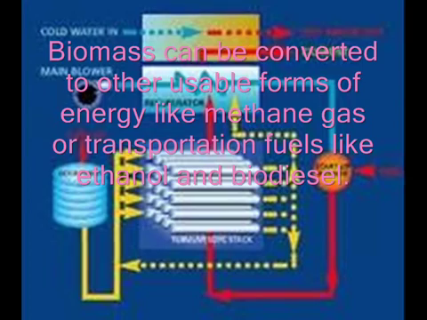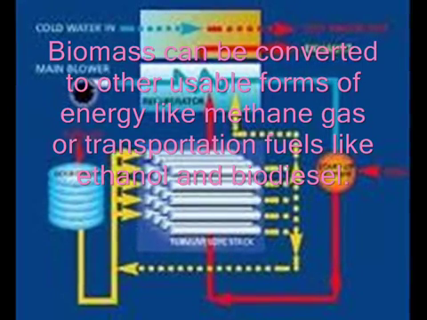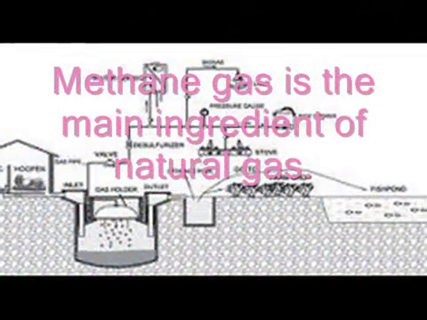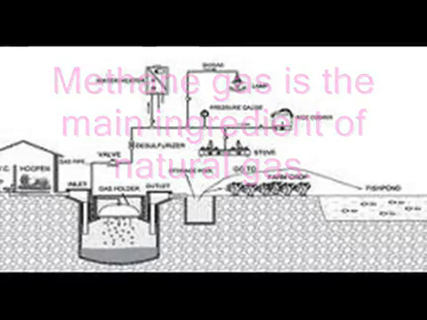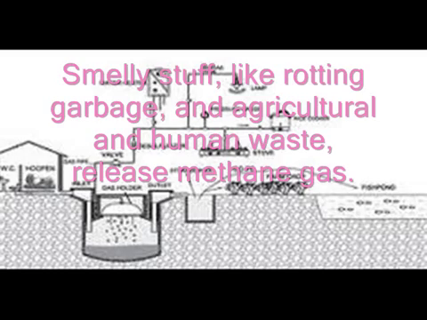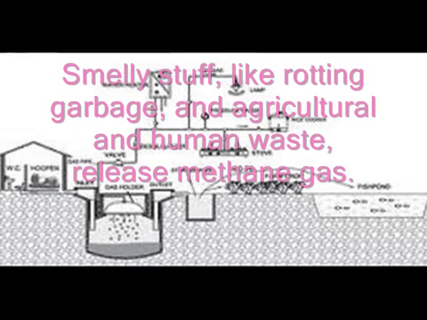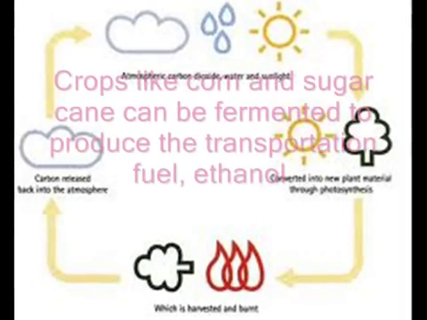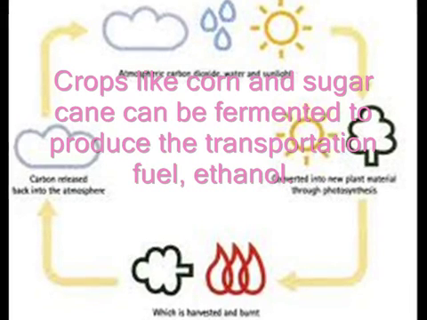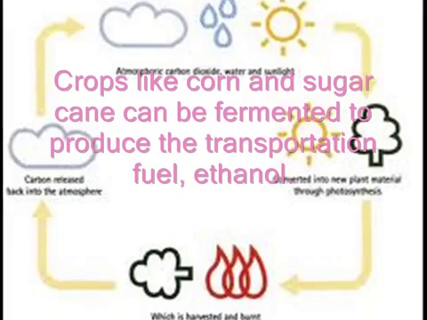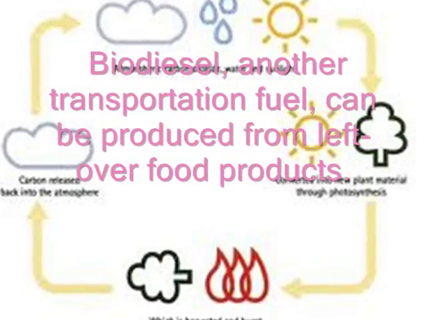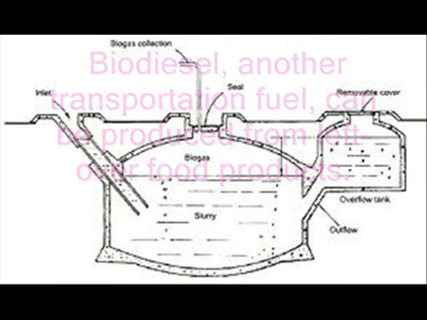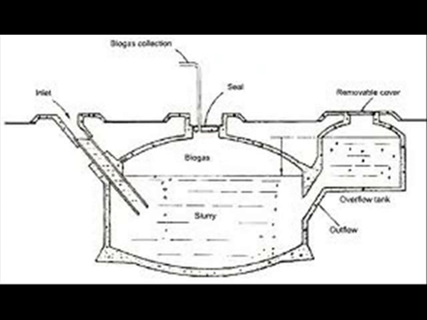Biomass can be converted to other usable forms of energy like methane gas or transportation fuels like ethanol and biodiesel. Methane gas is the main ingredient of natural gas. Smelly stuff like garbage and agricultural and human waste release methane gas, also called landfill gas or biogas. Crops like corn and sugarcane can be fermented to produce the transportation fuel ethanol. Biodiesel, another transportation fuel, can be produced from leftover food products like vegetable oils and animal fats.